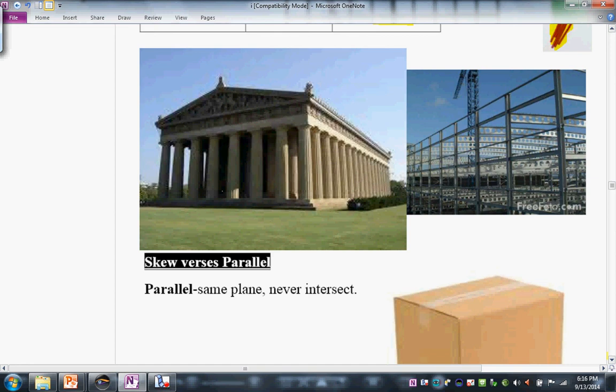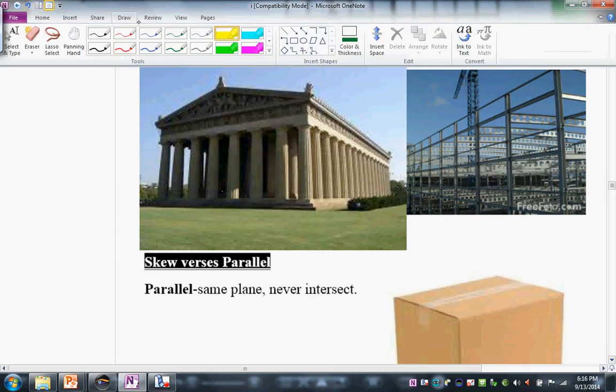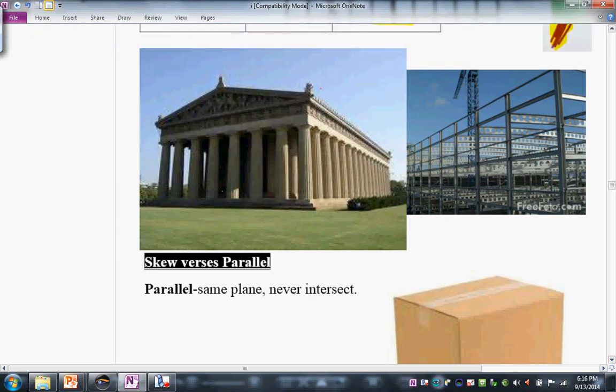Parallel lines. Most every single structure you are ever going to look at has parallel lines in it, most likely. So, for example, we have parallel lines here, and we have parallel lines going on here.